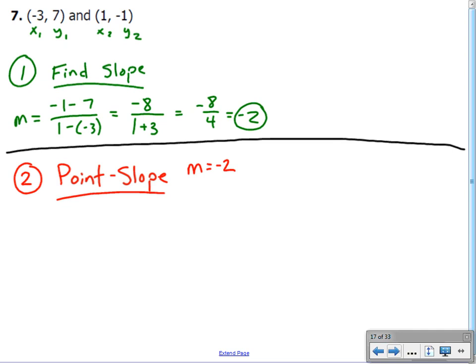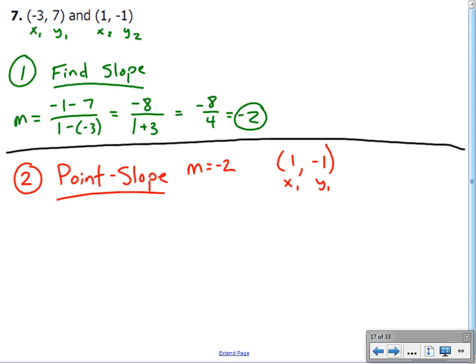I know the slope is negative 2. I know that my line passes through these 2 points up at the top of our problem here. But even though I label negative 3, 7 as x1, y1, I don't necessarily need to use that as the x1, y1 in my point slope form. I typically choose whichever point has the smaller numbers. So in this case, 1, negative 1 is what I'm going to use as my x1, y1.